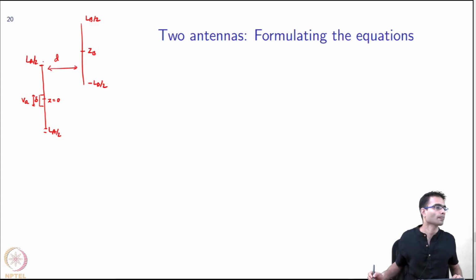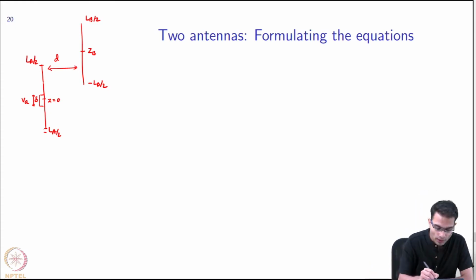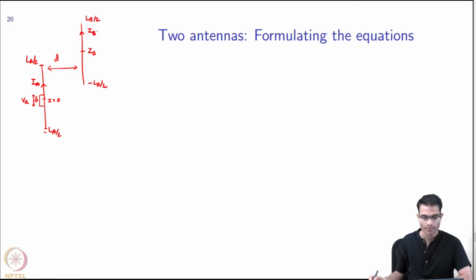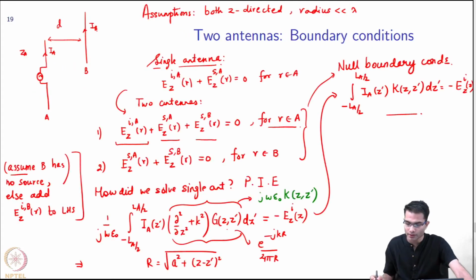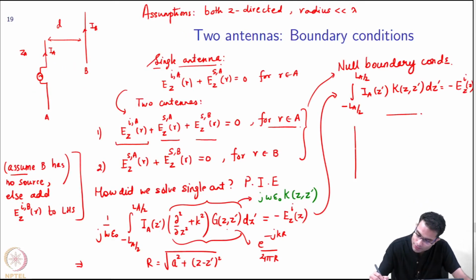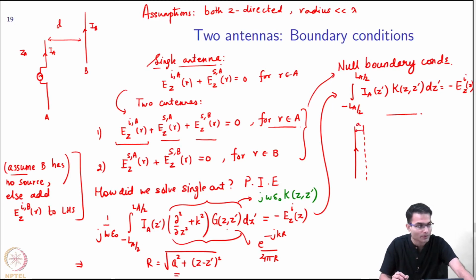Alright, geometry is clear. Length LA, length LB. Current is IA, current is IB. Now, in the single antenna case, if you remember, what I had done was that my current source was along the Z axis and I had taken the observation point to be this radius A apart. That is why this A squared was there. And we had done this to avoid what? The Green's function singularity.